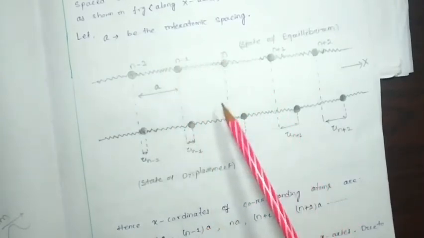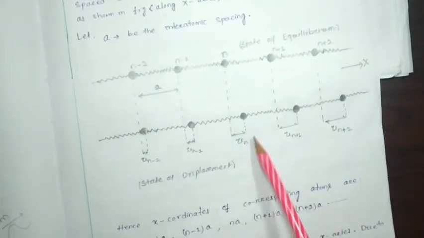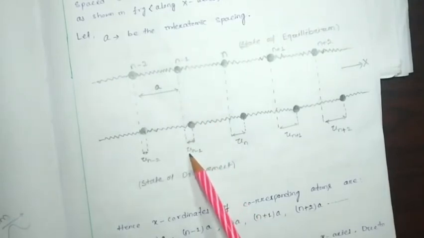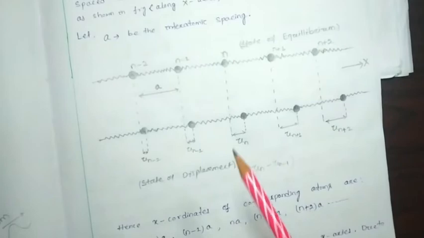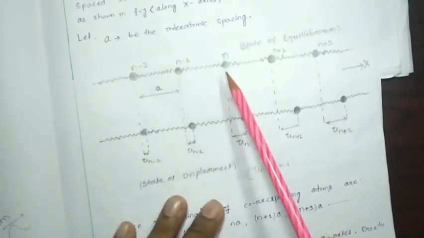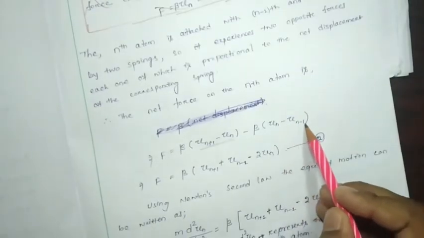What will be the net displacement? The displacement of this atom will be un, and the displacement of this atom will be un minus 1. So the net displacement is un minus 1. So the force due to this atom on this one towards this side will be beta into un minus 1.